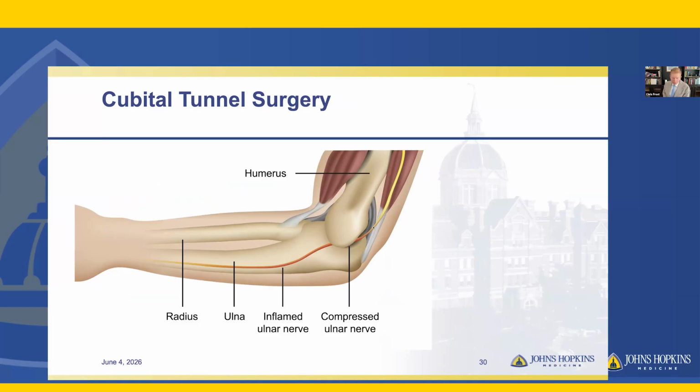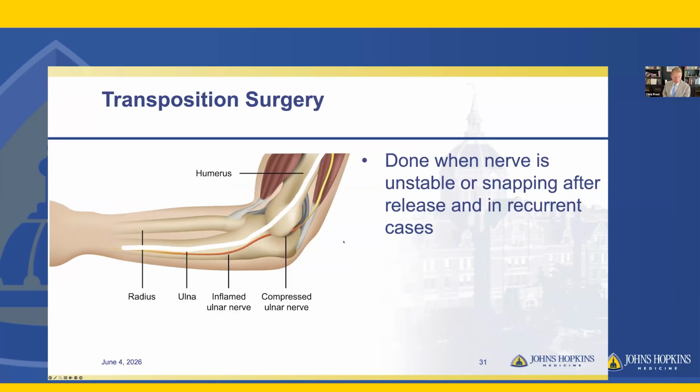So this is what the cubital tunnel looks like. You can look right at the elbow here and can see where that compression point is. Sometimes after we release the ulnar nerve, it becomes mobile, or even before we do the release, it will want to move over the elbow. And so in that case, we do something called a transposition, where we permanently move the nerve to a different spot to prevent it from snapping over the corner of the elbow here. And also in revision cases, that's another thing that we'll do in order to help with recurrent cubital tunnel syndrome.